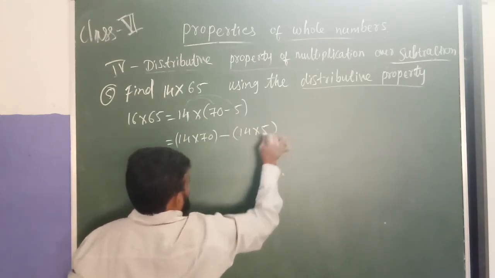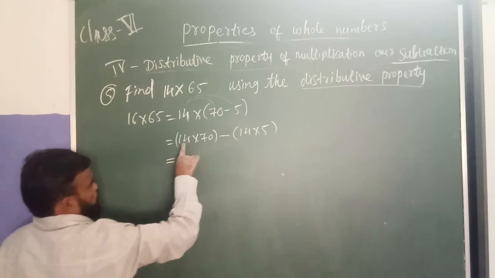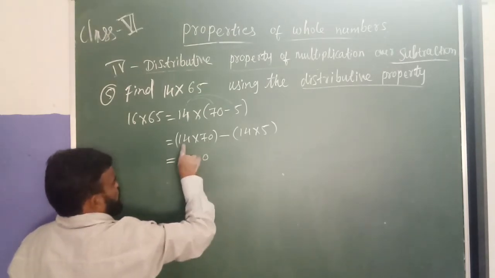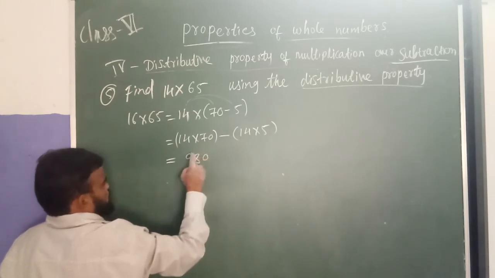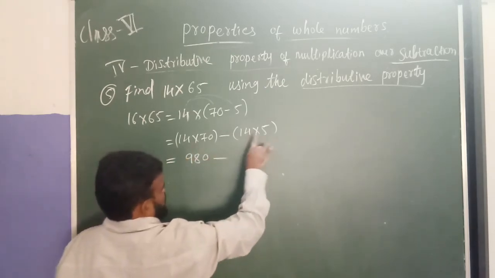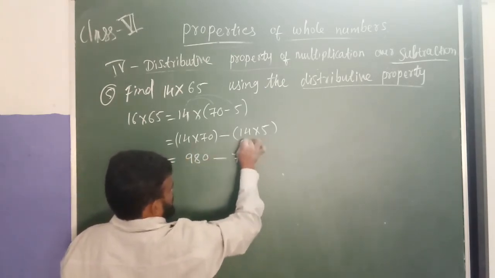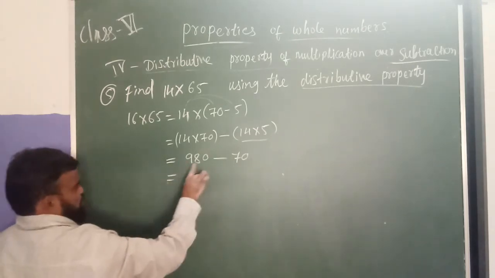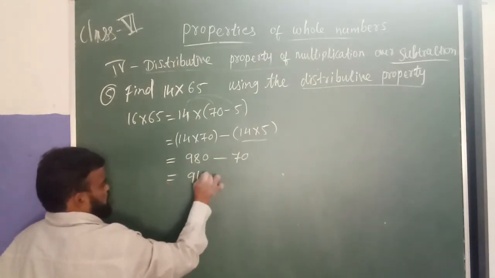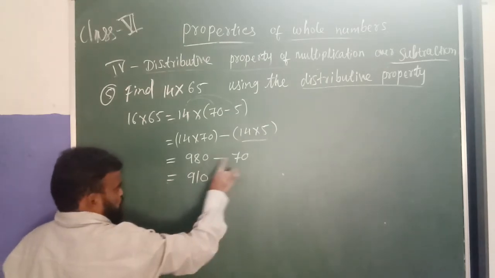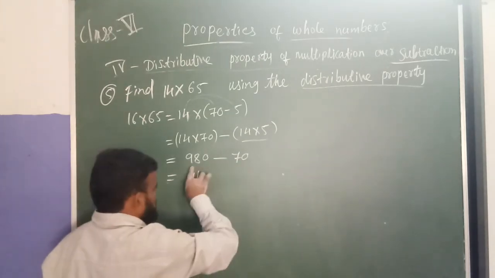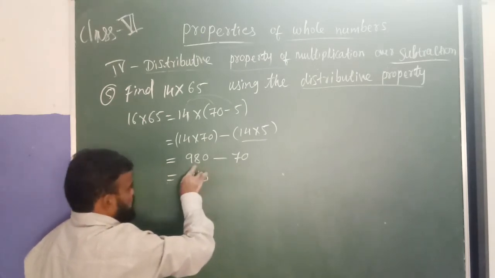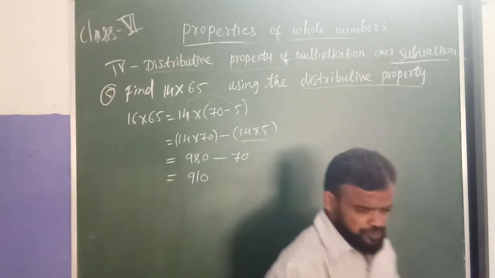14 into 5. Right? So 14 zeros are 0. 14 fives are 70, 14 sixes are 84, 14 sevens are 98. Minus 14 fives are 70. 980 minus 70 is 910. This is the value: 0 minus 0 is 0, 8 minus 7 is 1. 9 should be as it is, because this is in your tens place, this is in the 100s place. Now you can note that down.